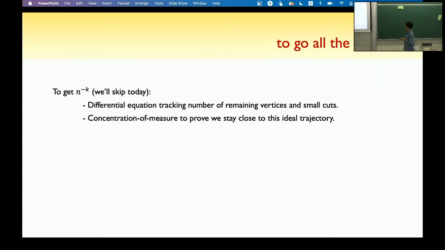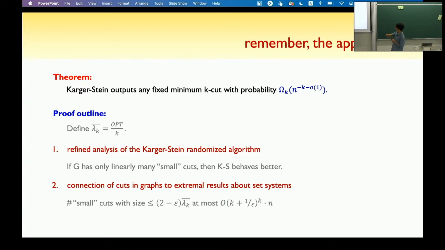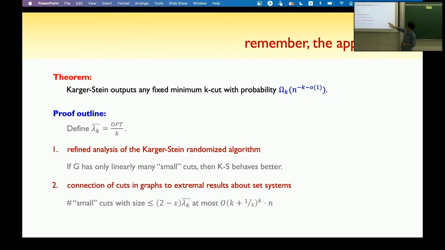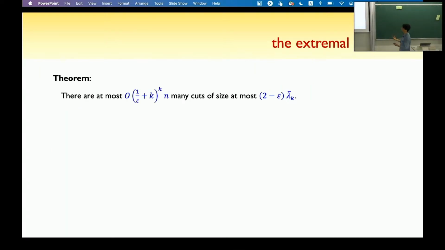So the first part is done. Then we're going to do the more fun part, especially for this group. We're going to prove this extremal form, saying that if you define the minimum small cuts in this way, then the number of small cuts is this much. Okay, and before we do this, let me again do some sanity checks. So this is the statement we're going to prove.